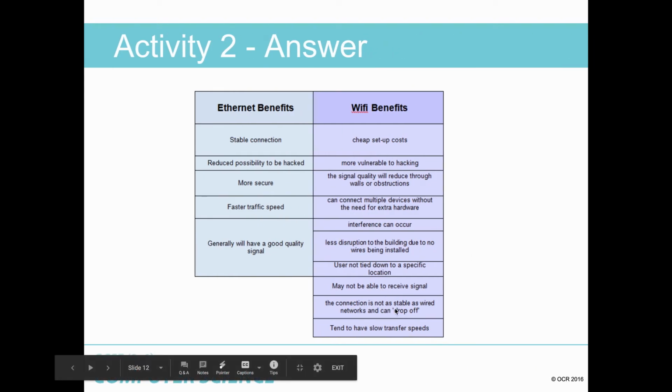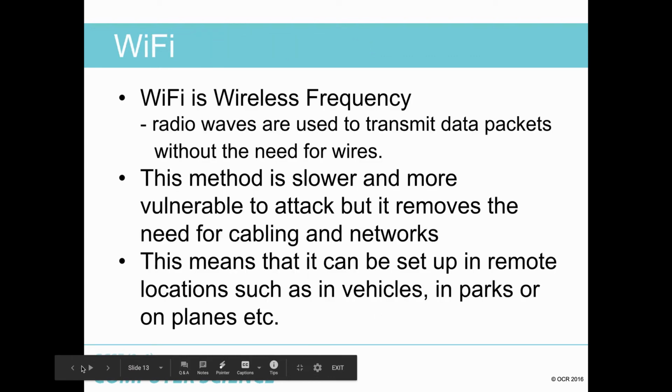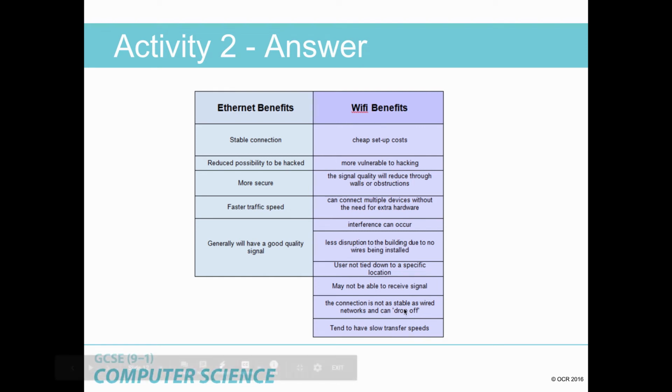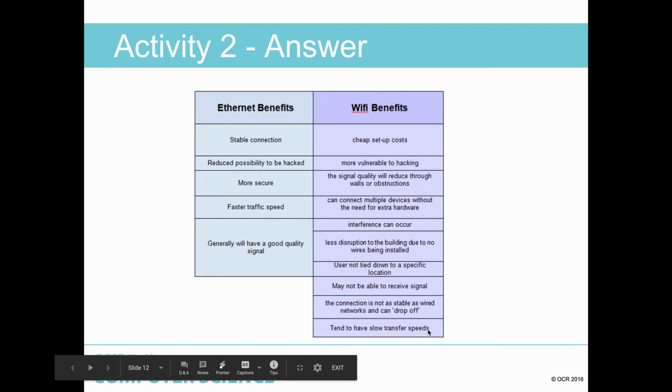The connection is not as stable as wired networks and can drop off. So the connection could fluctuate. And it could be affected by the amount of users, by the other interference in the area, as well as the obstructions and your distance. So there's a lot that can affect your connection that you just don't get with Ethernet. And it tends to have slow transfer speeds.